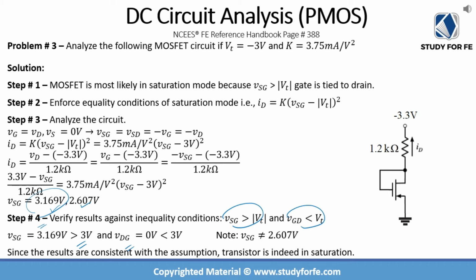And my VDG, because both are tied together, there's no voltage difference between the two. It's 0 volts, it's less than 3 volts. So these two are correct. So our results are consistent with the assumptions, and the transistor is indeed operating in the saturation mode, and we can take all of these results at face value.